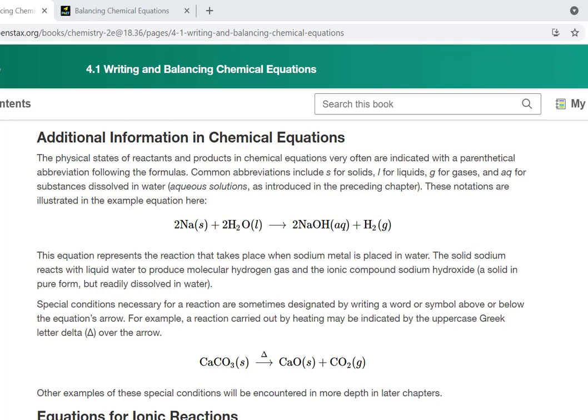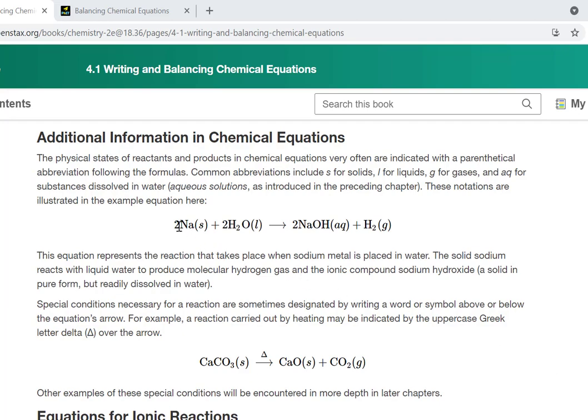And this is just that within a chemical equation, you may sometimes be provided additional information about the substances in terms of their physical states. And there's a few other things as well, but we'll start with the physical state.